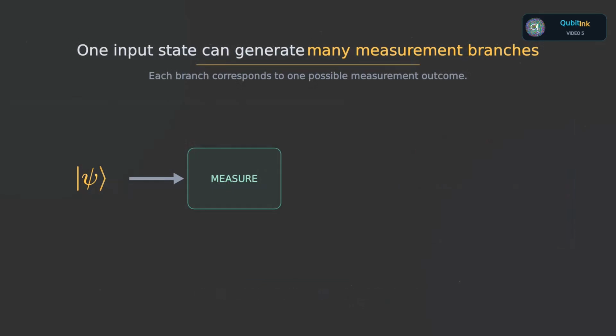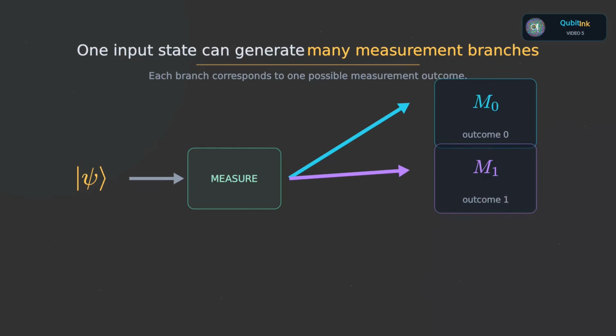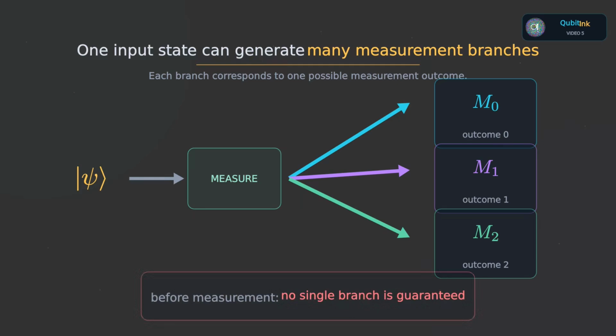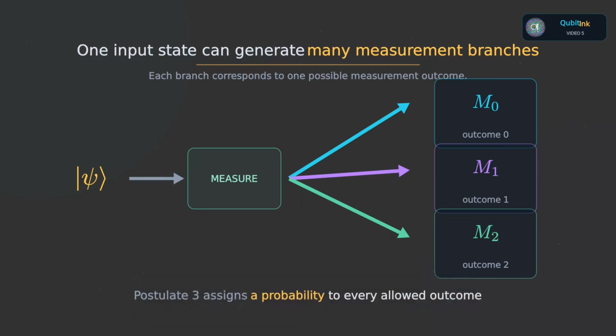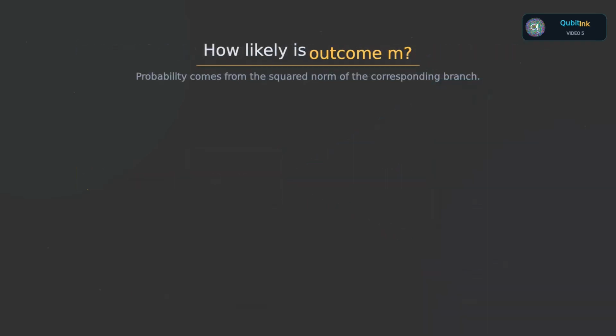Suppose the system is in some state immediately before the measurement. For every possible outcome m, the corresponding operator acts on that state and produces a vector. It is useful to think of that vector as the branch associated with outcome m. Different measurement operators generally produce different branches. But before the measurement is performed, the postulate does not tell us that one particular branch is guaranteed to occur. Instead, it tells us the probability associated with every allowed outcome. So how do we calculate that probability?